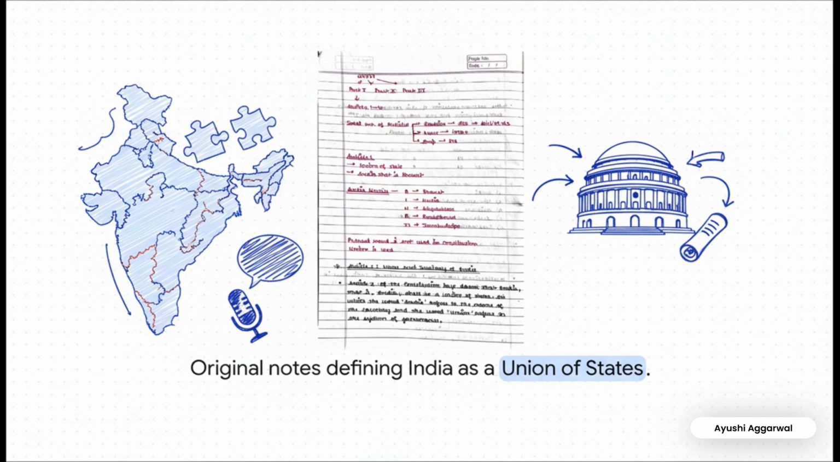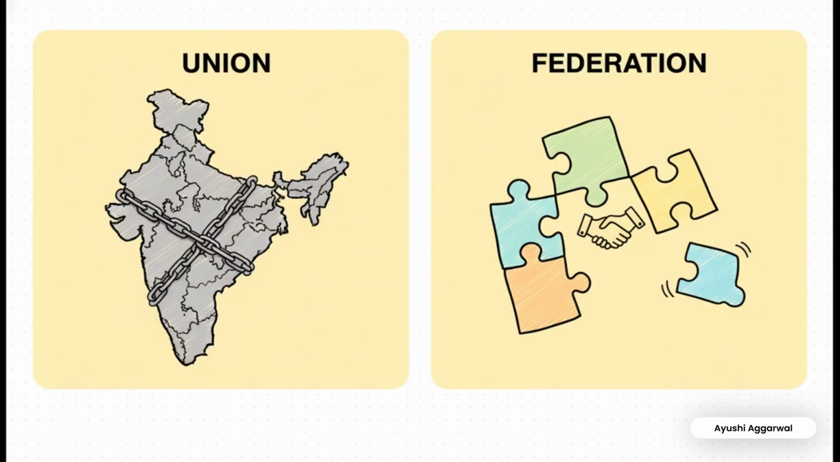You see, our constitution makers, they chose every single word very, very carefully. And their choice of the word union, well, that was extremely deliberate. So this raises a really important question. Why union of states? Why not a federation of states like they have in the US? Well, the crucial difference is this. India is a union, not a federation, for two big reasons.